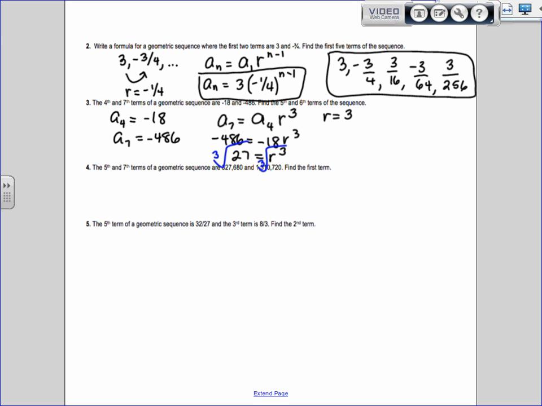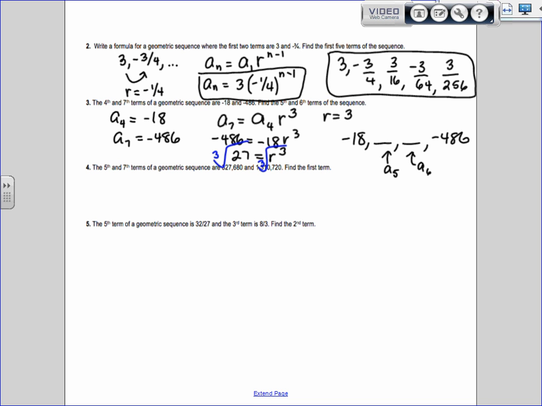So I have the fourth term and I have the 7th term. I want to find the 5th and the 6th. I want to find the 2 terms between them. You can set up a formula to find the 5th term. Or you can just think my 4th term is -18, and then I have a blank, and I have a blank, and then I have -486, right? This is a5, and this one's a sub 6. You see what I'm doing there?